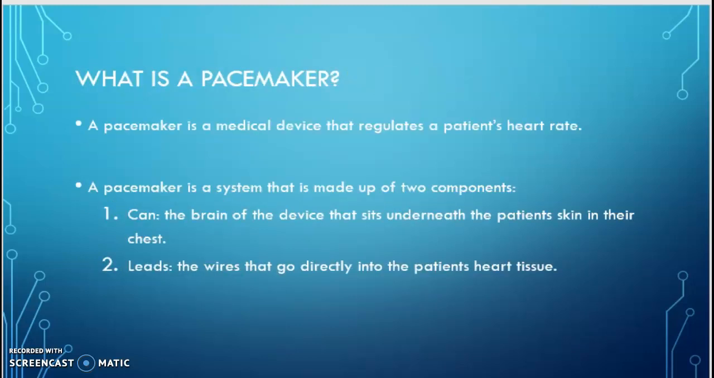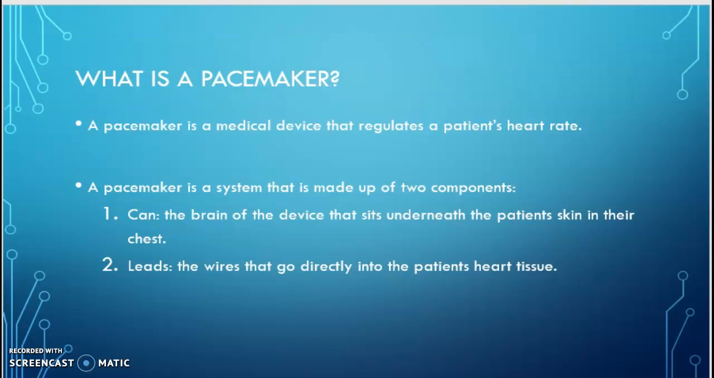So what is a pacemaker? A pacemaker is a medical device that regulates a patient's heart rate. The device regulates the heart rate by sending an electric current into the heart tissue. A pacemaker system is implanted into the patient's body surgically. The pacemaker system is made up of 2 components. There are 2 components in every pacemaker, the can and the leads.